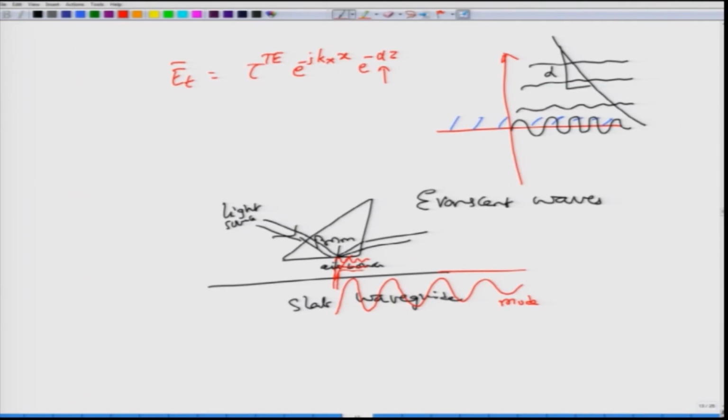And as the angle of incidence goes beyond the critical angle to a very large value, the rate of decay would also be quite large. The value of alpha would also be quite large. So, this is what goes on behind the scenes of the total internal reflection phenomenon.